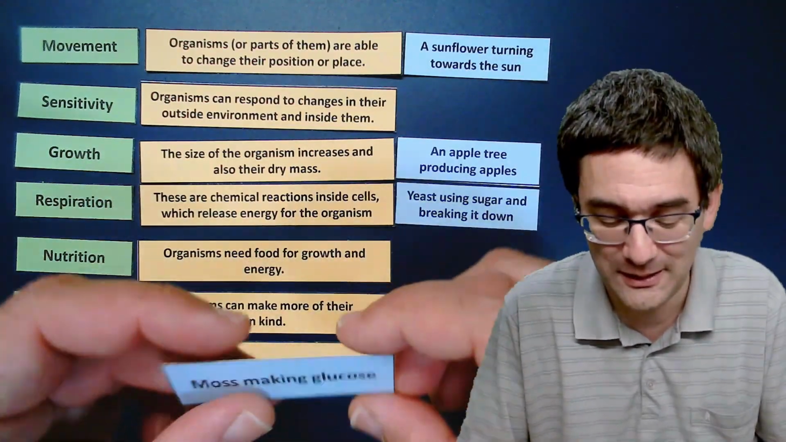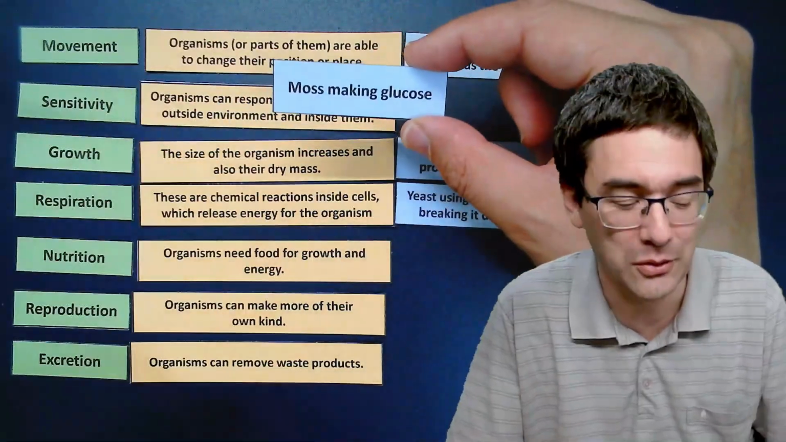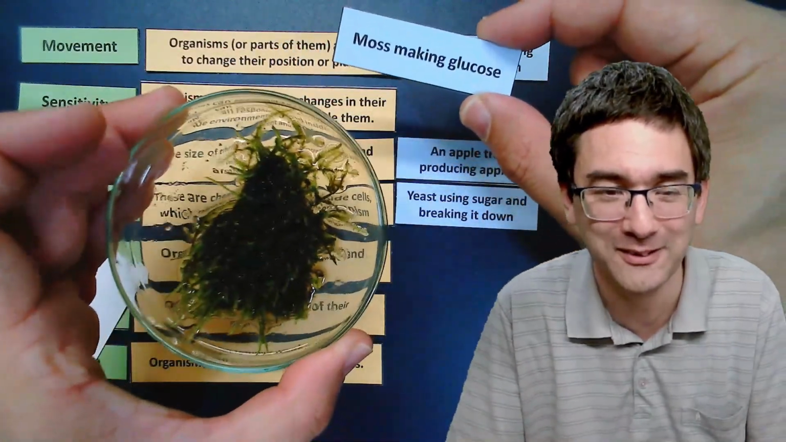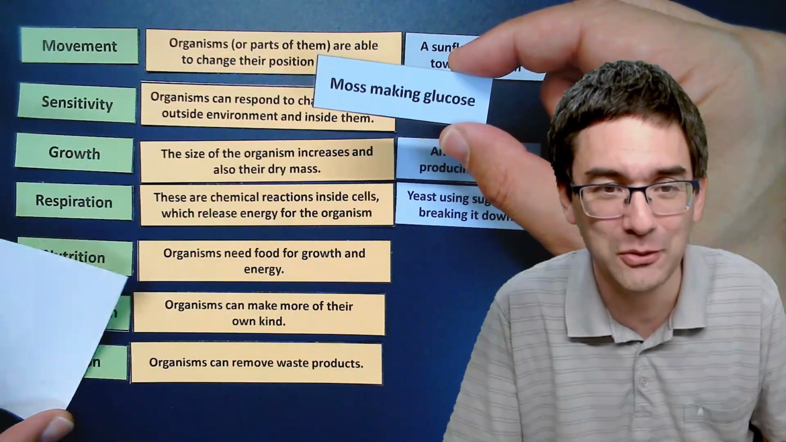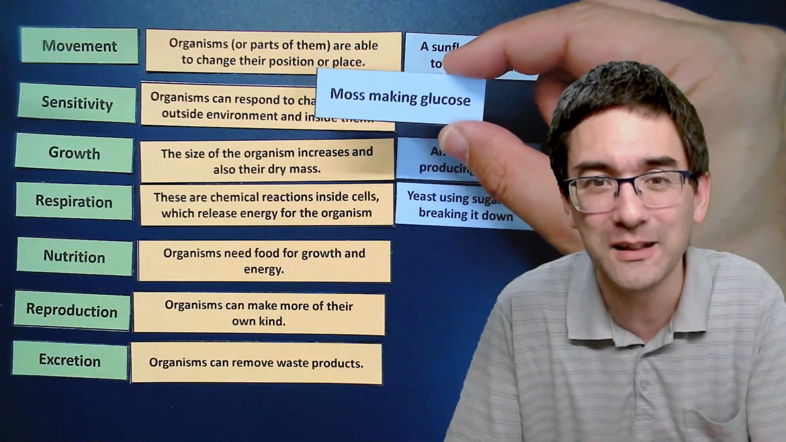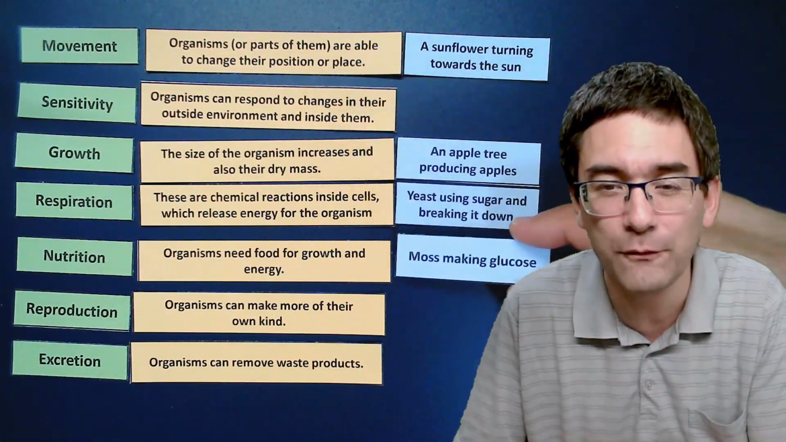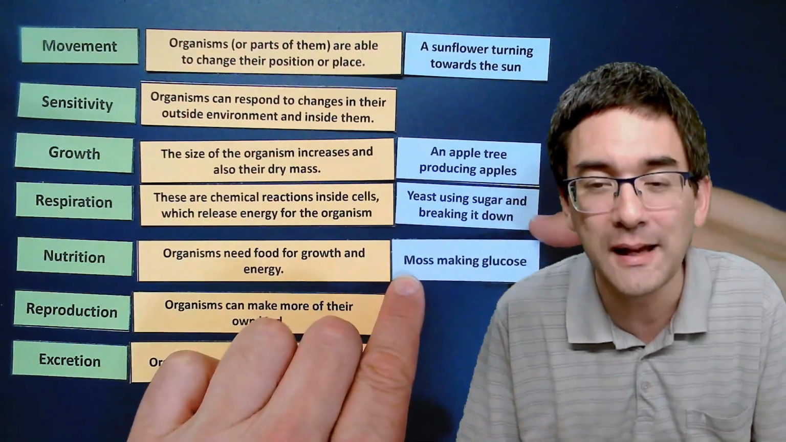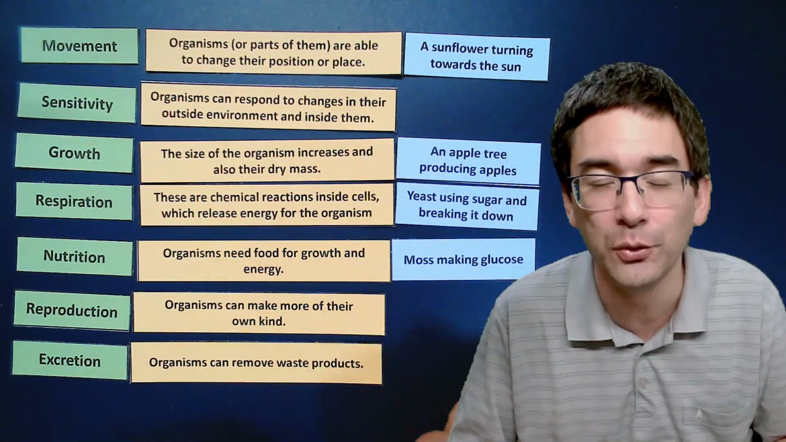Yeah? And moss making glucose. Remember the moss? This one over here? Yeah. It is able to do photosynthesis, and it produces glucose, and that is a form of nutrition. This is how plants feed themselves. This is by photosynthesis.